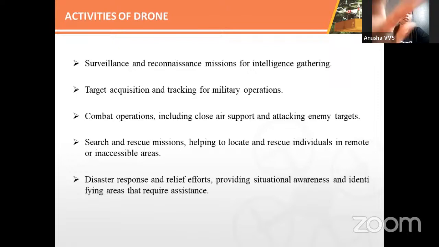Activities of drones: surveillance and reconnaissance missions for intelligence gathering, target acquisition and tracking for military operations, combat operations including close air support and attacking enemy targets, search and rescue missions helping to locate and rescue individuals in remote or inaccessible areas, and disaster response and relief efforts, providing situational awareness and identifying areas that require assistance.